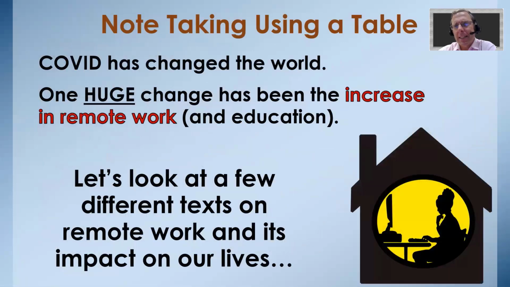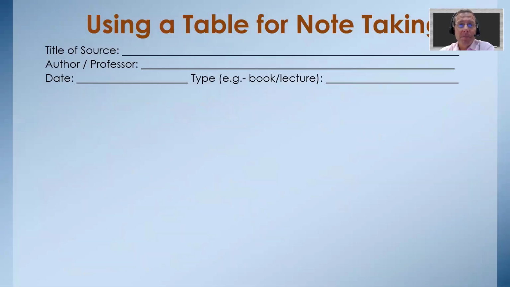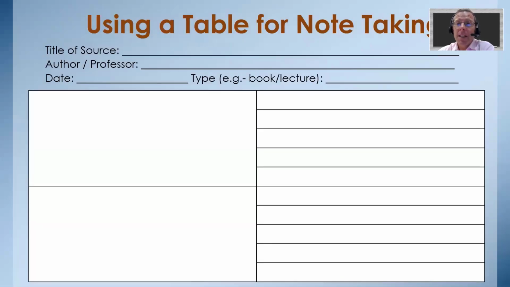So COVID-19 is something that's clearly changed the world. And one huge way that's changed the world is that it has increased the availability and the prevalence of remote work and also remote education. So we're going to look at 2 different texts that talk about remote work and its impact on our lives. And when we look at these 2 different texts, we want to take effective notes on them. So we're going to use a table just like this to help us take notes.